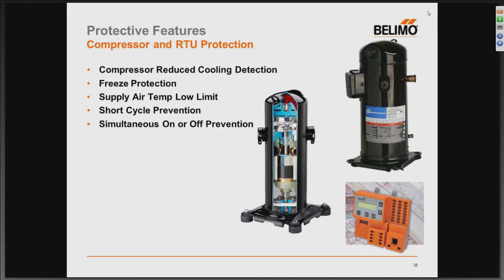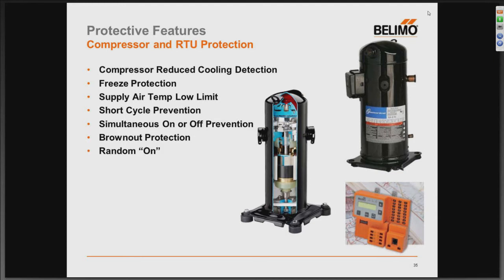Simultaneous on-off prevention. This prevents both compressors from coming on or off at the same time. So what that does is it prevents a big load coming into any building. Brownout protection. We're basically monitoring the power to the device, and we'll stop the compressors if the input voltage to the Zip drops below 75% of the 24 volts for more than 30 seconds. Again, to protect the integrity of the compressor.